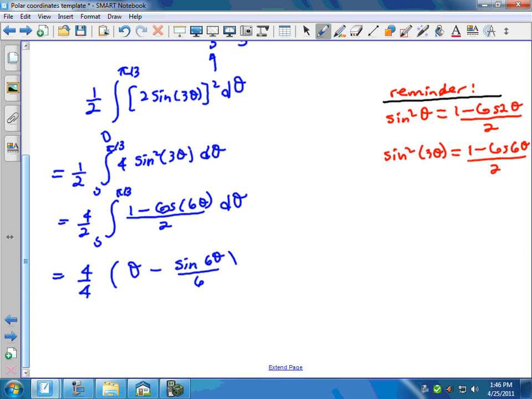It is integrated. And now we want to work on the limits, 0 to pi over 3. Again, this 2 I've already factored outside in my next step, so I didn't have to have it in my step here.